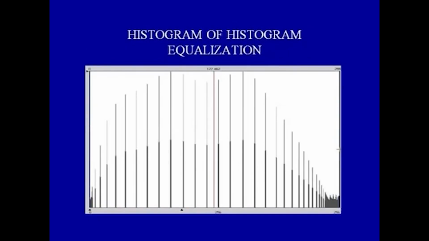When we look at the histogram of the histogram equalization method, what we find is that there is a compression of information at the tail ends, and the central part of the data has been stretched and expanded over the major portion of the brightness scale.